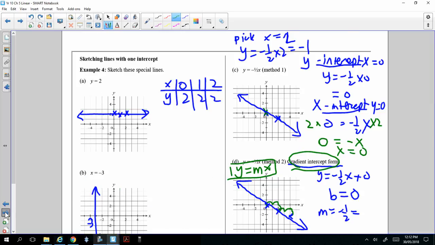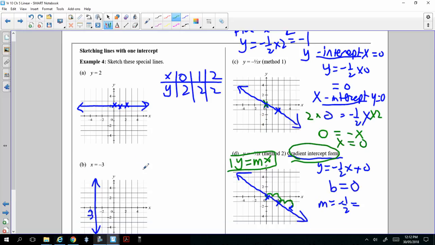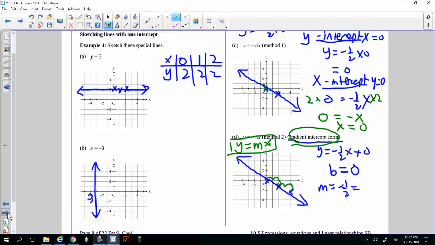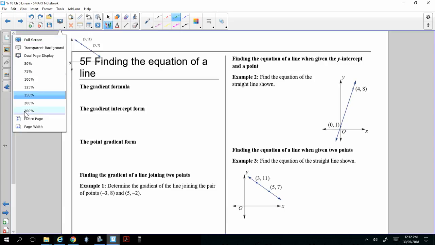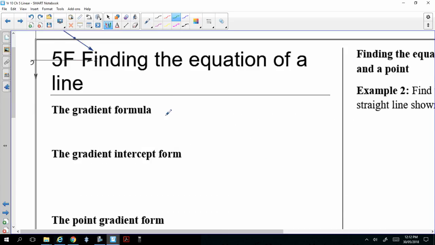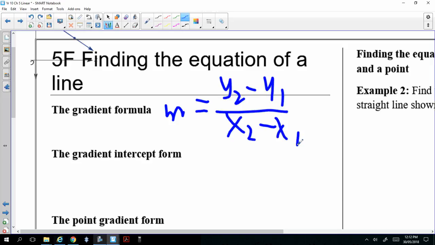And today we're going to proceed to find the equation of the line. So we'll learn how to draw the graph, now we need to know how to find the equation. So we're going to review some of the formulas that you've learned before. There is the gradient formula. The gradient formula states y2 minus y1 over x2 minus x1. This is the gradient formula where we know the coordinates of 2 points, x1, y1, x2, y2.